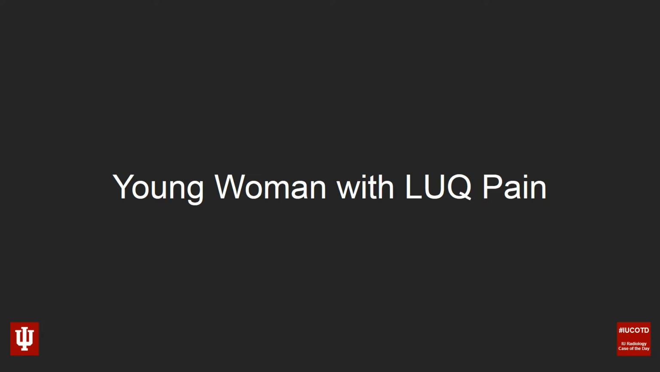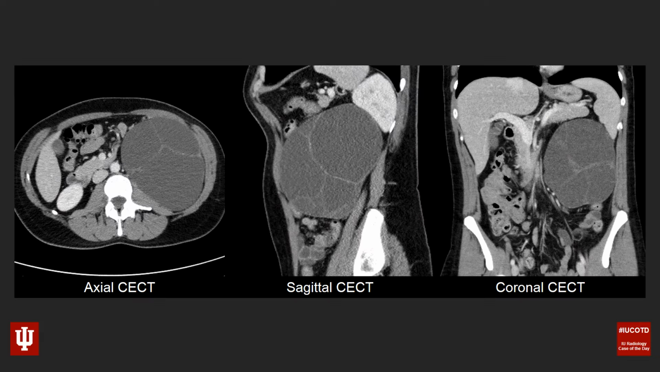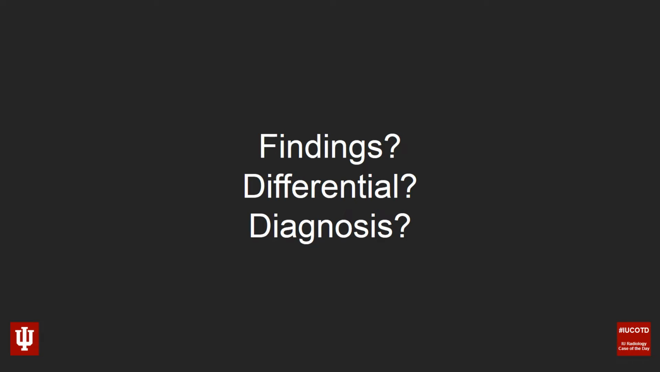Here, we have a 35-year-old patient with left upper quadrant pain. Here are the images. From left to right, we have the axial, sagittal, and coronal contrast-enhanced CT images through the abdomen. Take a moment and have a look. Alright now, what are the findings? What is your differential for this case? And what is your diagnosis?